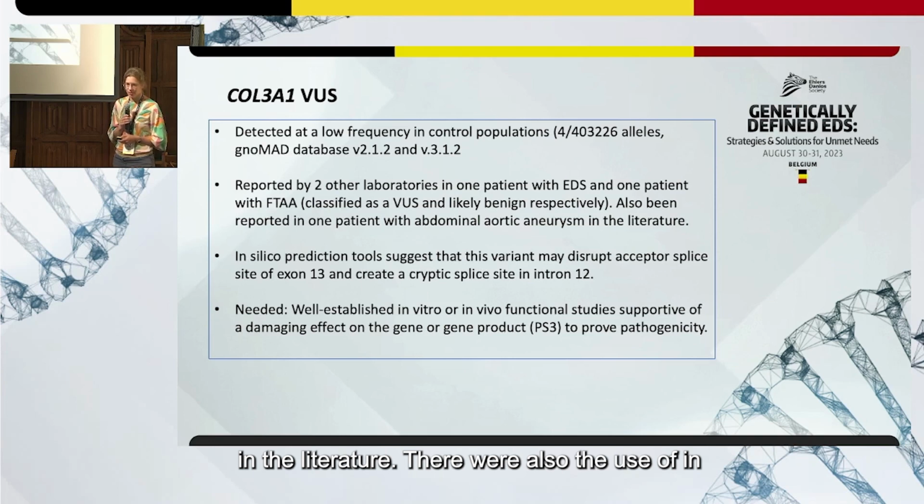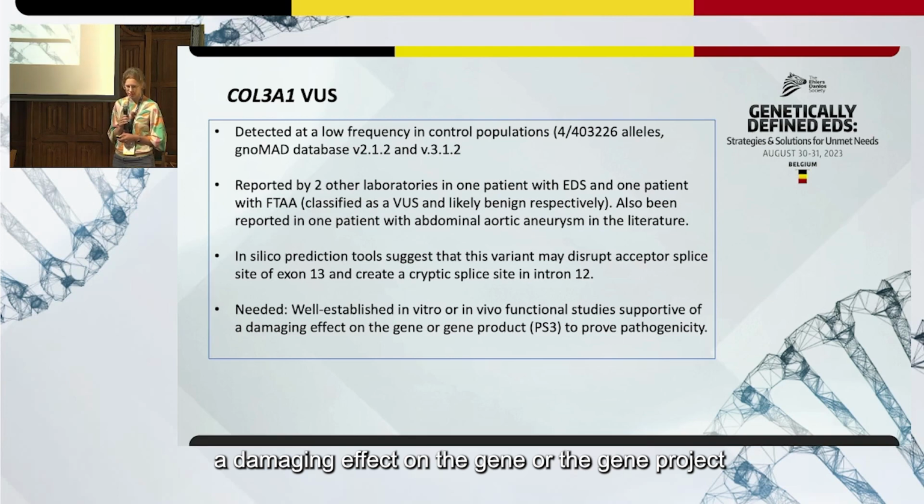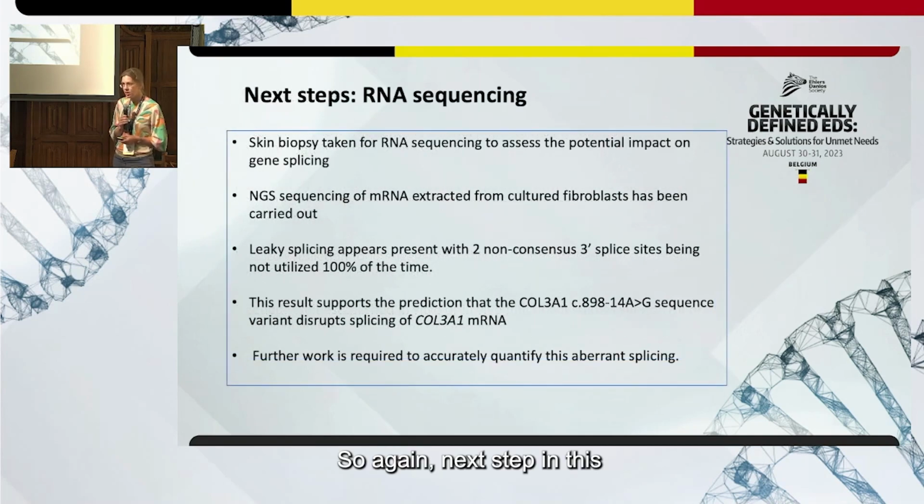There was also the use of in silico prediction tools, and we've heard about this already in the morning session. It was predicted that this variant may disrupt the splice acceptor site of exon 13 and create a cryptic splice site in intron 12. So what was needed at this point was really well-established in vitro or in vivo functional studies supportive of a damaging effect on the gene or the gene product. And of course, we didn't have that. So again, the next step in this case was really RNA sequencing.